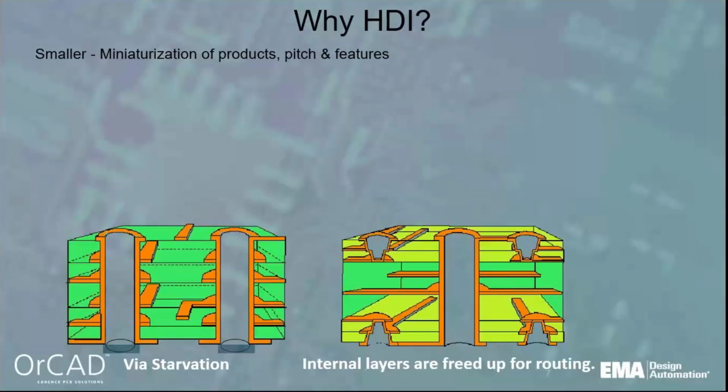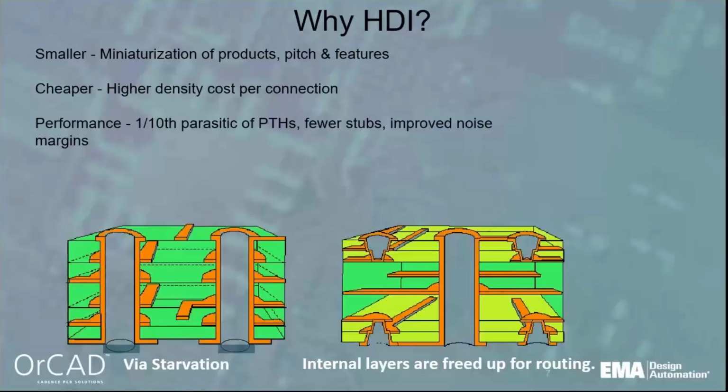So why do we do HDI? Well, one of the main reasons is because we need to be able to take things into much smaller products. We're miniaturizing things. The pitch is going to be far finer, and the features of the product are much greater. And we can do things cheaper with high density cost per connection. So we can get a lot more interconnects on our board using HDI technology. The performance is 1/10 of the parasitics of the plated through holes. We're going to have a lot fewer stubs, and we're also going to be able to improve the noise margins between the inner layers.